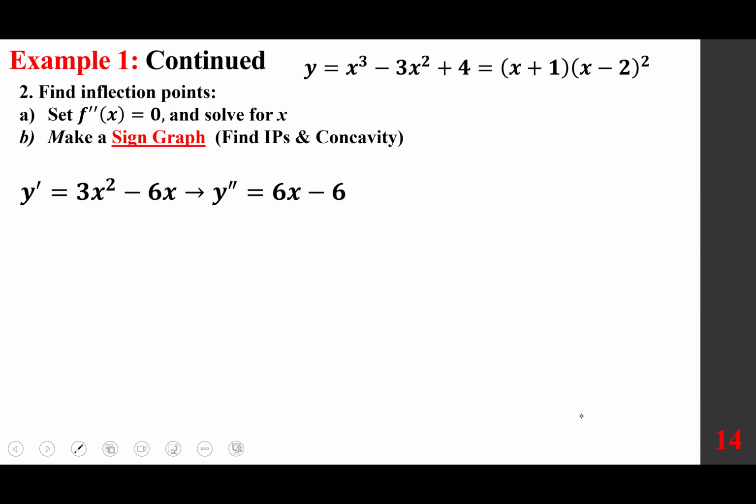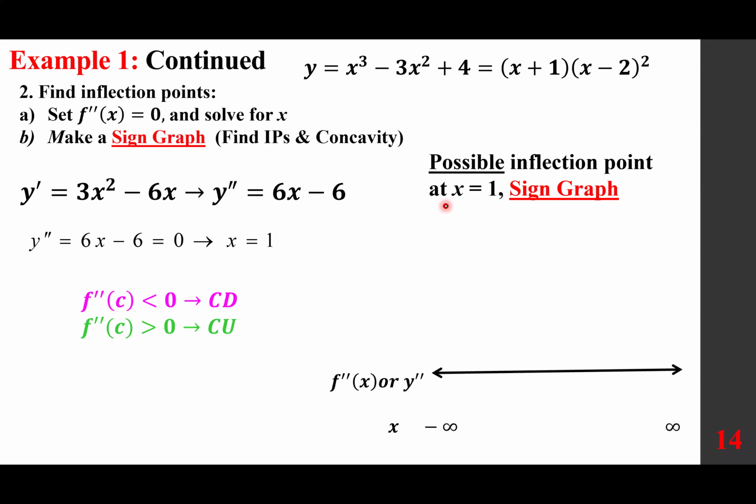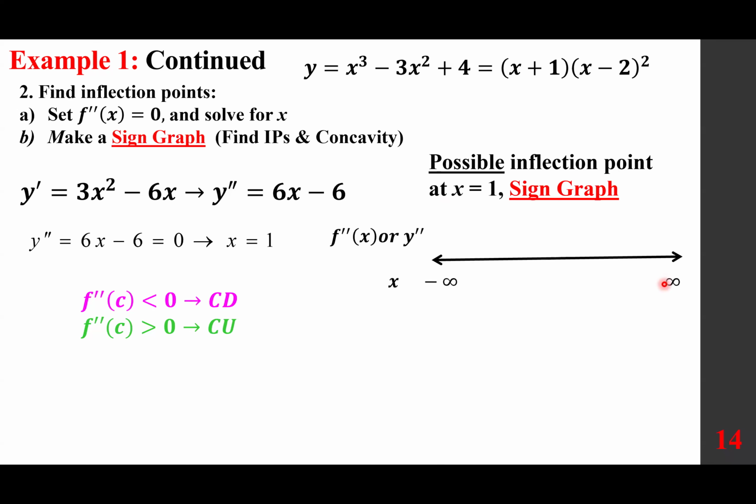So what do we do? We are looking for the inflection point. So the next step is to find the inflection point. We have the y, we have the y prime. We have to find y double prime. We already did that, so I'm not going to do it again. Set it equal to 0. X becomes 1. A number line, and reminding you f double prime negative means concave down, positive means concave up. And you do a number line because x equals 1 is a possible IP, or an inflection point. We go from negative infinity to infinity for x.